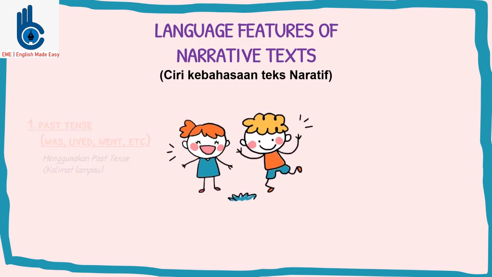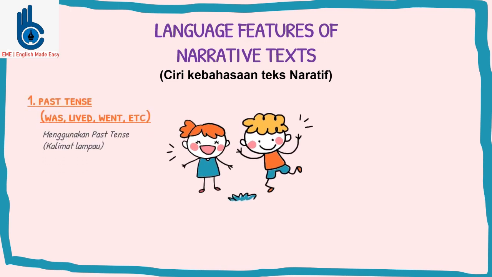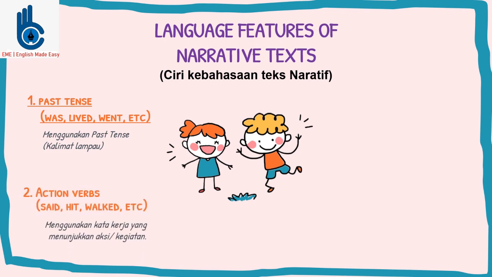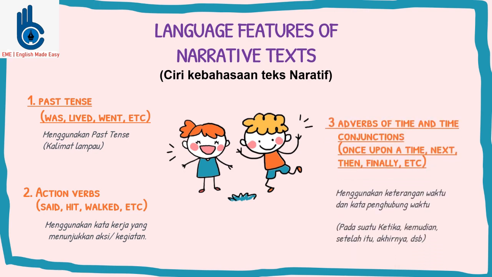Now we will learn the language features of narrative texts. First, it uses past tense. For example, was, lived, went, etc. Second, it uses action verbs. For example, said, hit, walked, etc. And the third, it uses adverbs of time and time conjunctions. For example, once upon a time, next, then, finally, etc.